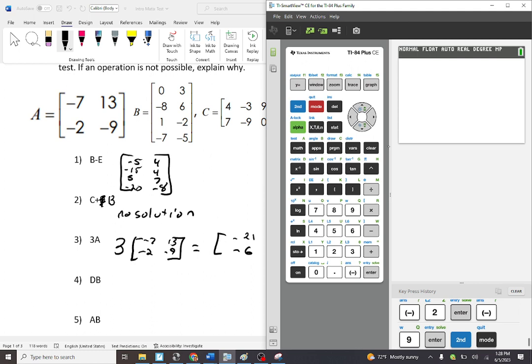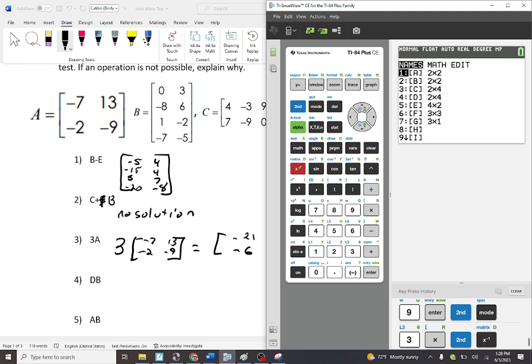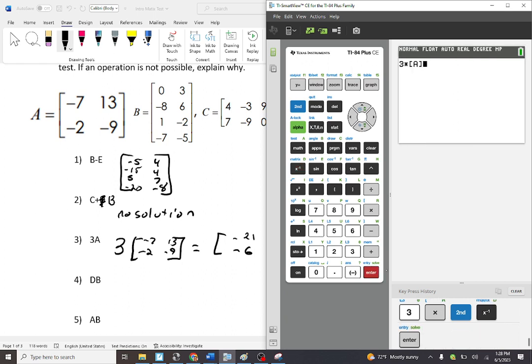Okay? So with that in mind, let's say if I wanted to do 3A, like in the worksheet, I would do 3 times, I go to the matrix, so second matrix, or second x negative 1, and name puts the name of the matrix into the window. So you do that, press enter, lo and behold, it should give you the answer, okay?